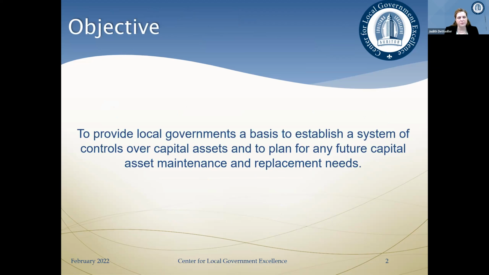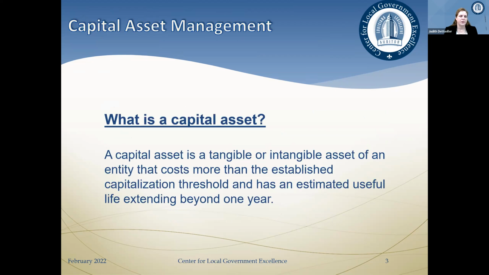So just a little basis of our objective, as everybody knows, we're trying to help you establish a good system of control. So we want to go from start to finish on capital assets and things you should be doing, accounting for, and what you need to be watching when it comes to capital assets. But we also want to include and remind you all that you also have to account for the future capital asset needs, maintenance, replacement, everything such as that. So we're going to start with our very first question.